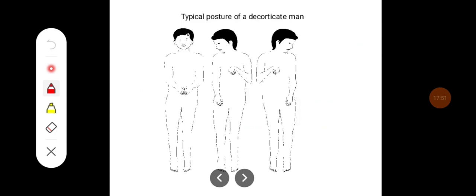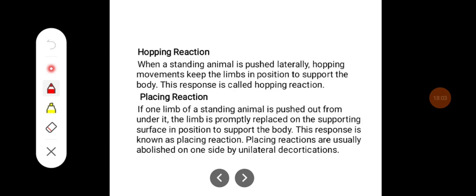So this is the typical posture in the decorticate, and you can see when the head is turned to one side, you can see the tonic neck reflex in a decorticated man. Hopping reaction: when a standing animal is pushed laterally, hopping movements keep the limbs in position to support the body. This response is called the hopping reaction.